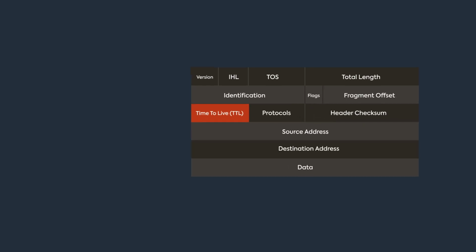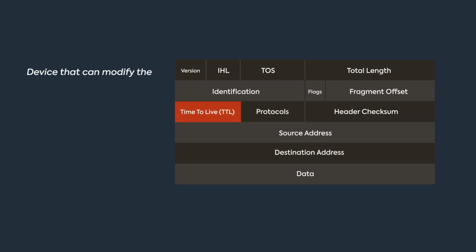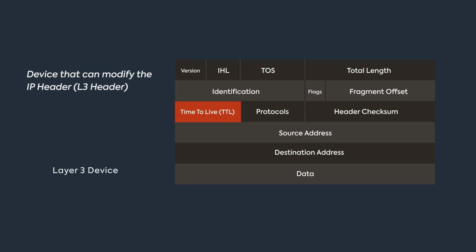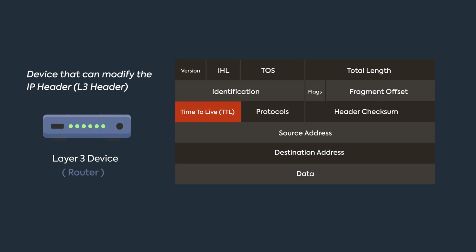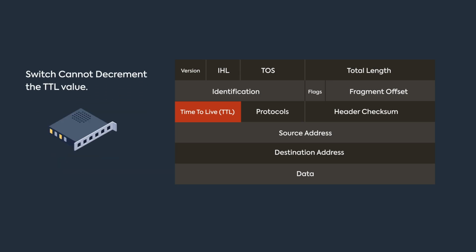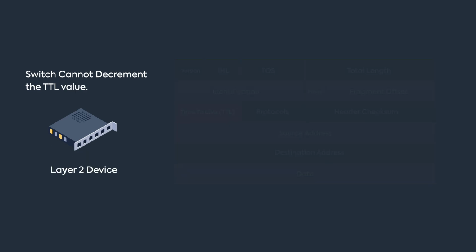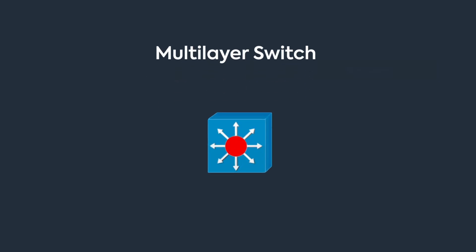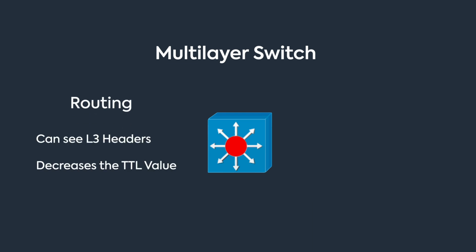By the way, the TTL value can only be reduced by devices that can modify the IP headers, and such devices are layer 3 devices. The common example is a router. A router is a layer 3 device. So a switch cannot make changes to the TTL value because it is a layer 2 device and it literally cannot see the layer 3 details. Similarly, a multi-layer switch, which can work as both layer 2 and layer 3, will decrease the TTL value if it is routing. Otherwise, while just switching, the TTL value is unchanged.